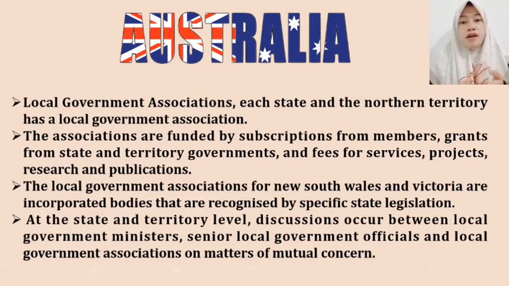The associations are funded by subscriptions from members, grants from state and territory governments, and fees for services, projects, research, and publications. The local government associations for New South Wales and Victoria are incorporated bodies that are recognized by specific state legislation. In the other states and the Northern Territory, they are recognized and incorporated under the primary piece of state or territory legislation. At the state and territory level, discussions occur between local government ministers, senior local government officials, and local government associations on matters of mutual concern.